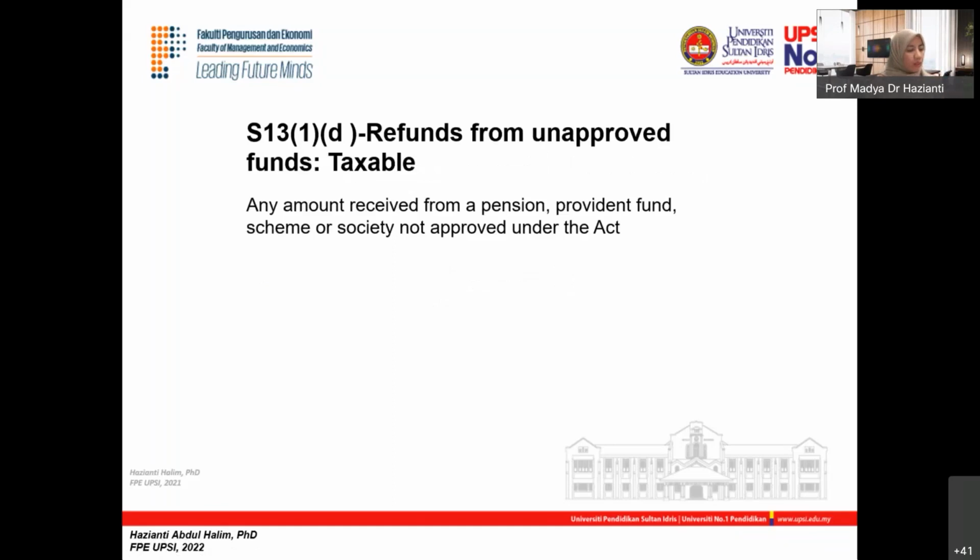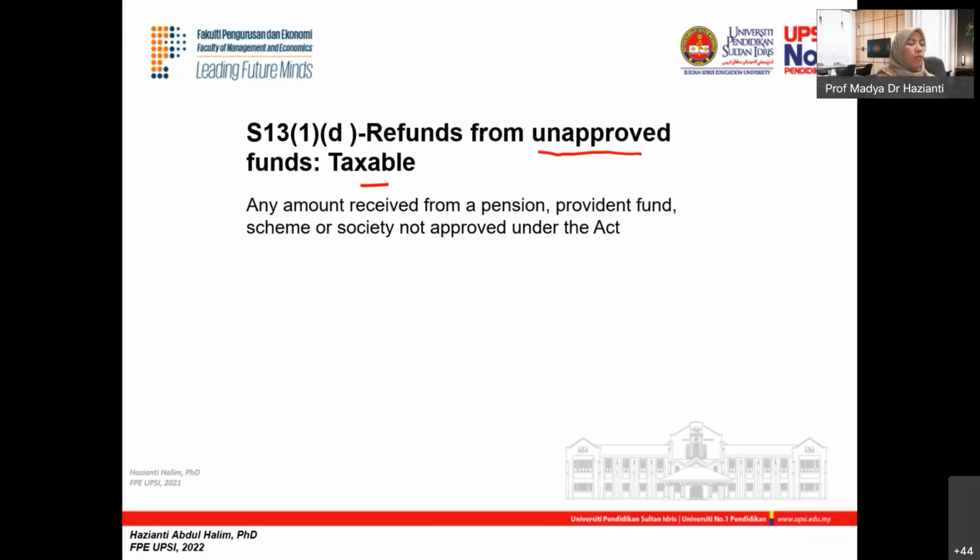Alright, so section 13(1)D is about refunds from unapproved funds. So we're talking here about, the keyword here is unapproved. So unapproved is actually taxable. So whatever pension or provident fund, something like EPF and EPF scheme, but not approved under the Act, these are all taxable. Okay, tapi yang kita nak tengok hari ni is which portion is not taxable or exempted.